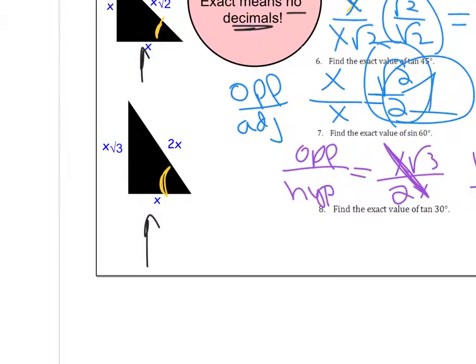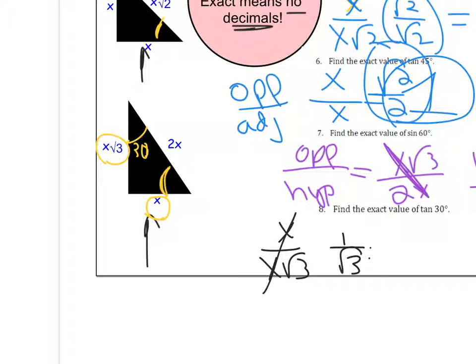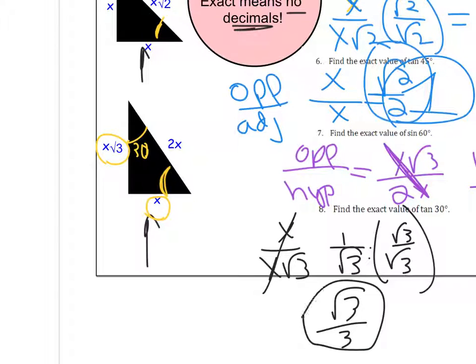For a tangent of 30, 30 is now this angle. So for a tangent of 30, I want opposite over adjacent. So I'm going to want x over x square root of 3. Now the x's cancel out, so I'm left with 1 over square root of 3. But I can't leave it like that. I can't leave a square root in the denominator. So I multiply both the top and bottom by square root of 3, so that becomes square root of 3 over 3. That becomes my answer.